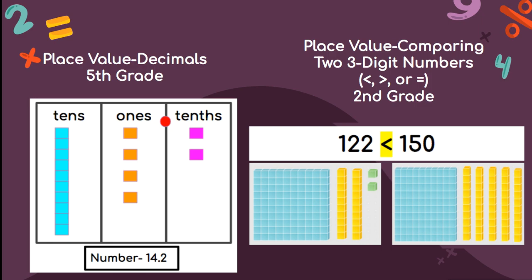For 2nd grade, place value means comparing two 3-digit numbers for less than, greater than, or equal to. For 122 is less than 150, students can use a virtual manipulative to represent both these numbers and to indicate if it's less than, equal to, or greater than.